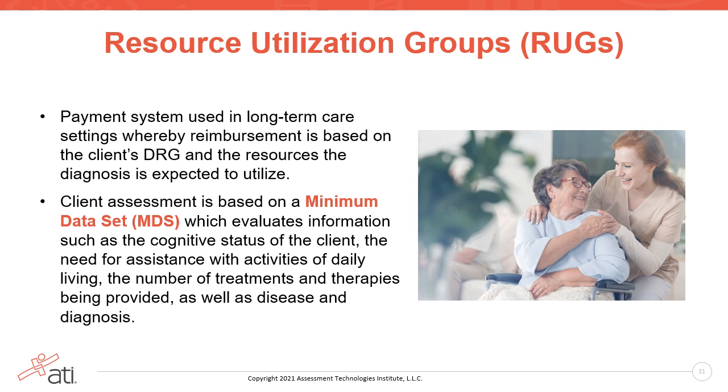There's something else called a resource utilization group. This is talking about more of your long-term care facilities, how they're paid, the payment system used in long-term care facilities, where reimbursement is based on the client's diagnostic related group and the resources the diagnosis is expected to utilize. So somebody that's had a stroke, the long-term care facilities or rehab facilities will receive a set amount of money based on those diagnoses, what they expect or anticipate that care should require.